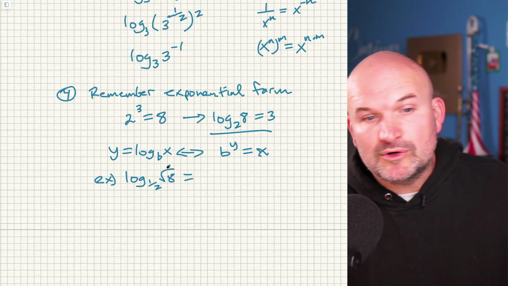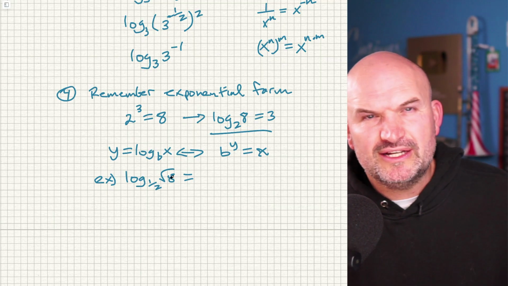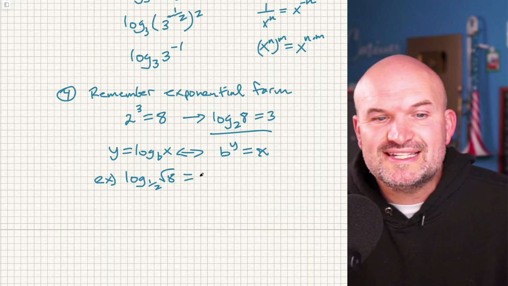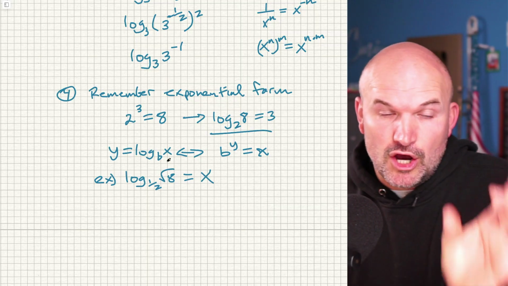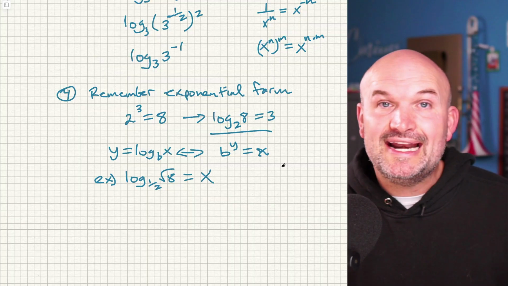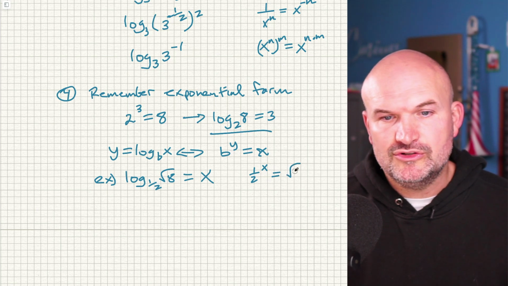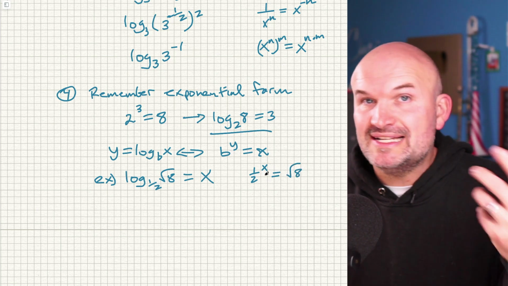You might be able to rework this using some rules of exponents that I taught in the previous tip. But let's look at it another way. If I had log base 1/2 of the square root of 8, and I want to see what this is equal to, let's use that as x. Now I can take this logarithmic equation and rewrite it in exponential form. So what I can say is, 1/2 raised to the x power is equal to the square root of 8. Now I can apply these rules of exponents to simplify this.